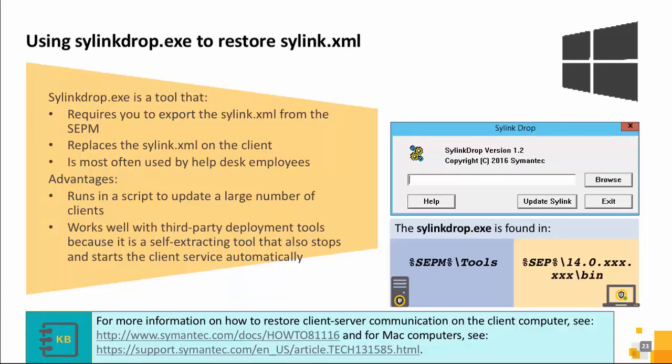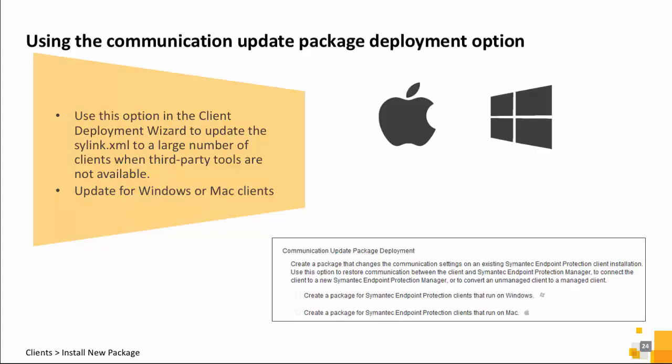The Windows sylink.drop.exe file is stored on the SEPM and each client as shown on the slide. A sylink.drop.app also exists for Mac. The file is located on the SEP DVD below Tools/sylink.drop/Mac. For more information on converting unmanaged Mac clients to managed clients, see the KB article also shown on the slide. You can run the Communication Update Package deployment from the Client Deployment Wizard for Windows and Mac clients.